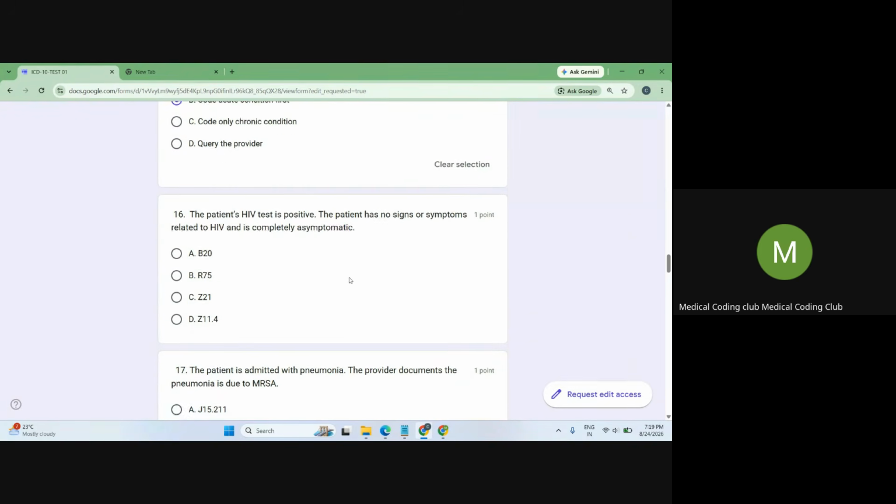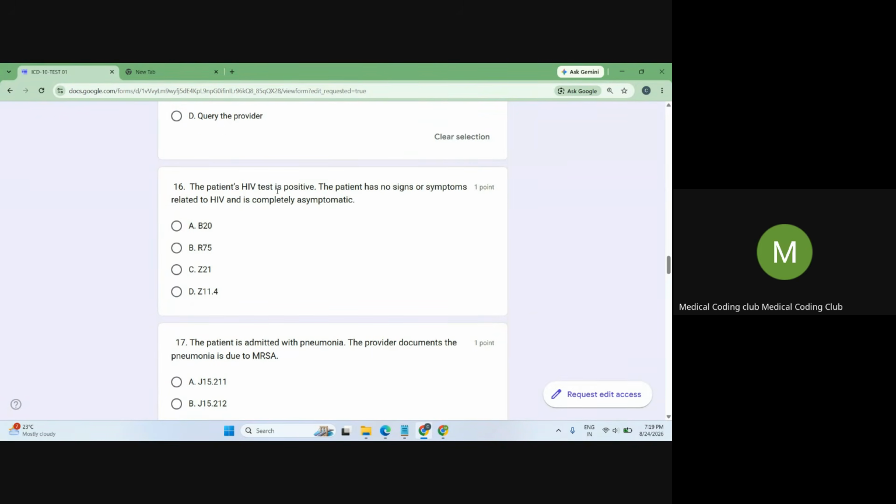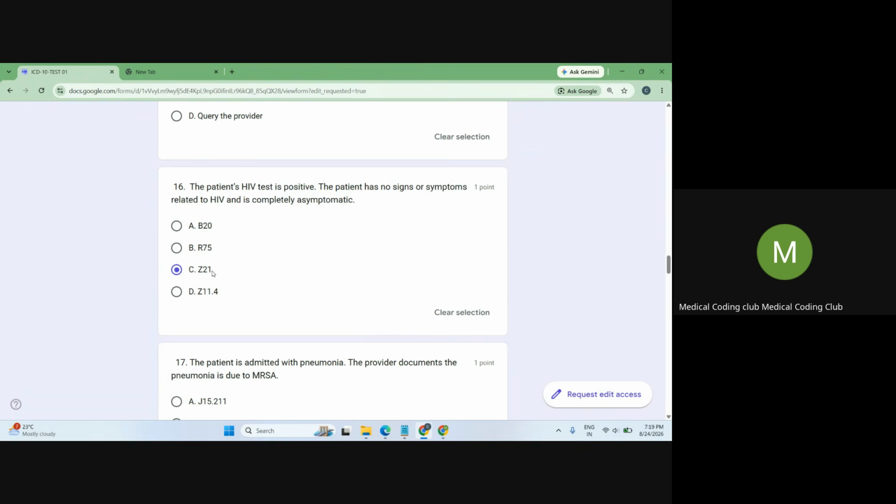So next, a patient tested HIV positive. The patient has no signs or symptoms related to HIV and is completely asymptomatic. So you just have an HIV test positive, but you do not have any information related to an HIV-related condition, and he is not having any signs and symptoms. He is asymptomatic. So which one will you go with? Z21. Correct. You have to go with Z21. Whatever we have, the asymptomatic HIV code, that should be coded.